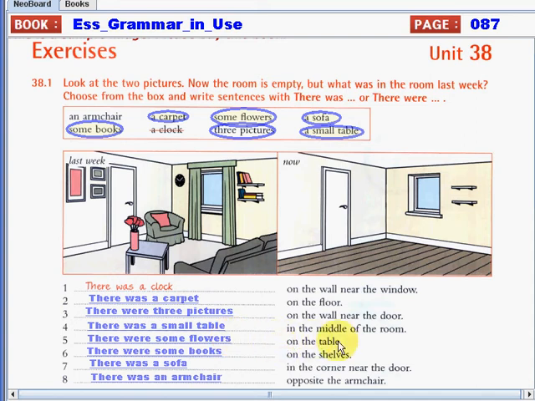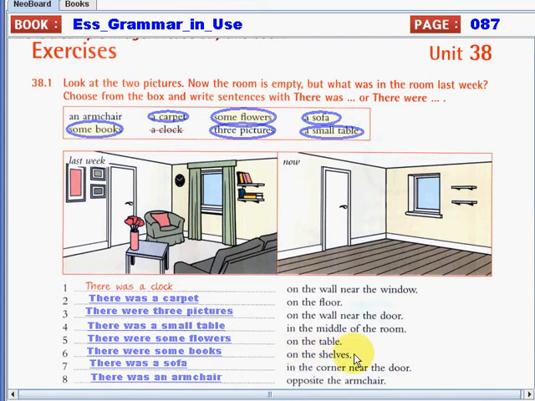Blank on the table. So what is on the table? Okay, so these are some flowers. So past tense and in plural form, we will write there were some flowers on the table. Okay, let's go now on number 6.